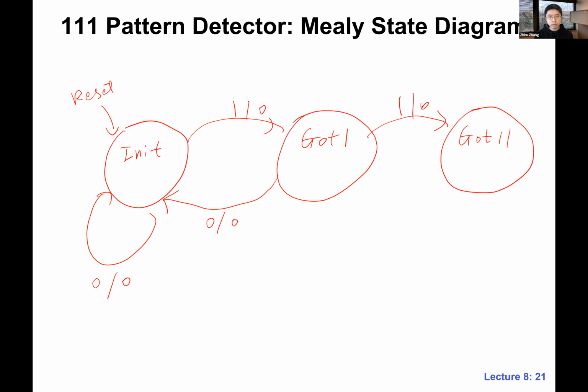So got 1, 1 is actually the more interesting state. When we have a 0, this is not too interesting. We get 0, so we go back, reset. So output 1, output 0. So when we have a 1 in this state, got 1, 1, what do we do? Do we go to a new state, or do we do something else? This is a Mealy.